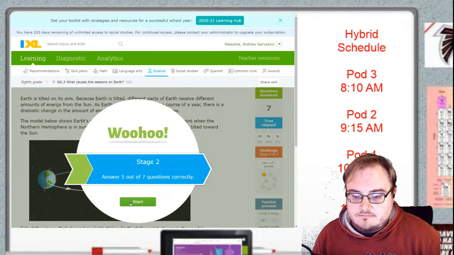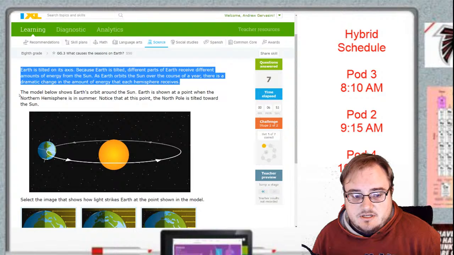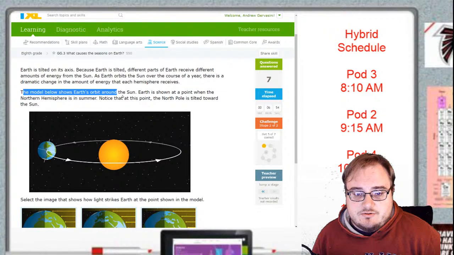Part 2. Earth is tilted on its axis. Because Earth is tilted, different parts of Earth receive different amounts of energy from the sun. As Earth orbits the sun over the course of a year, there is a dramatic change in the amount of energy that each hemisphere receives. The model below shows Earth's orbit around the sun. Earth is shown at a point when the northern hemisphere is in summer.